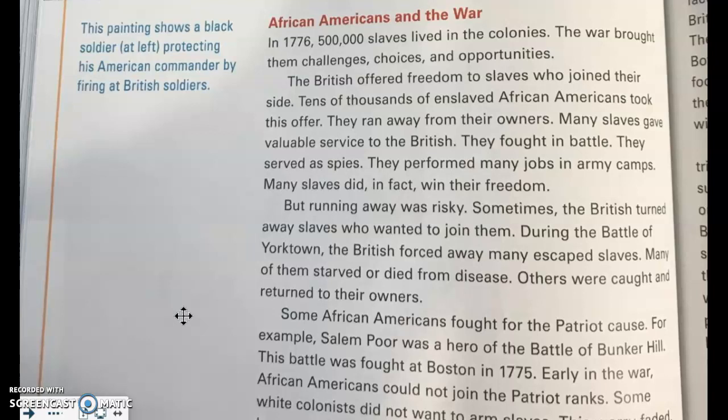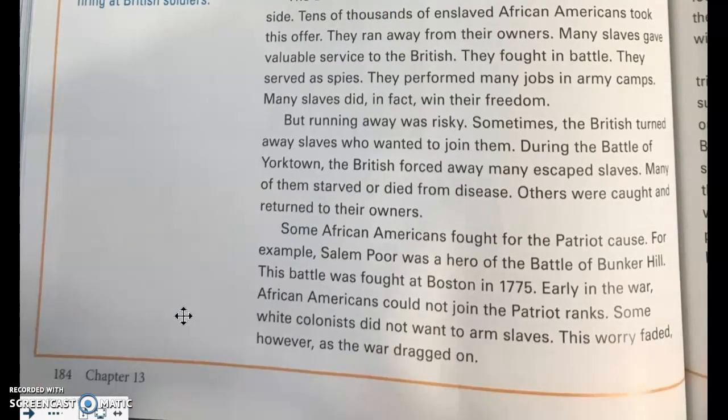Sometimes the British turned away slaves who wanted to join them. During the Battle of Yorktown, the British forced away many escaped slaves. Many of them starved or died from disease. Others were caught and returned to their owners.